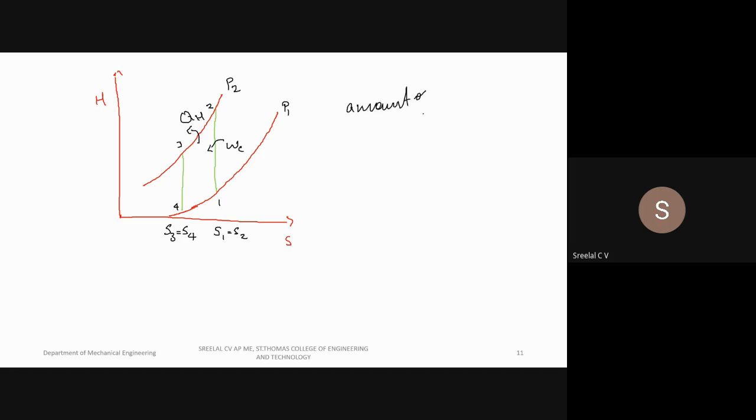So the amount of work input will be the difference in enthalpy of these 2 points. These 2 points means, okay, here is the work input given over here. So the enthalpy difference will be taken from 1 and 2. So the compressor work we will be getting as H2 minus H1.